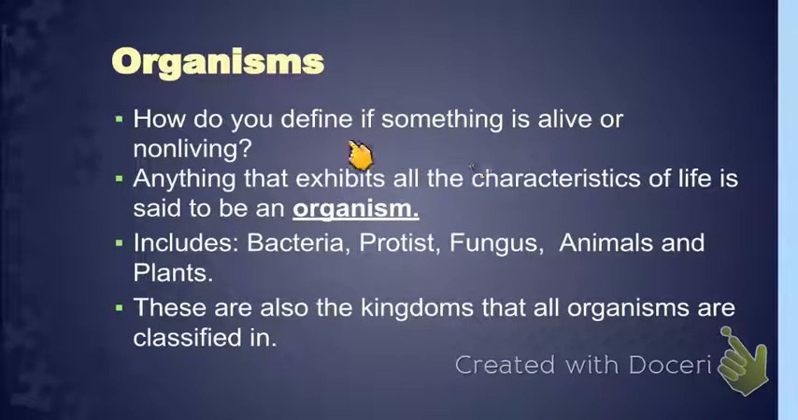So how do you define if something is alive or not? Anything that exhibits all the characteristics of life is said to be an organism. This includes bacteria, protists, fungus, animals, and plants. These happen to be the kingdoms that all organisms are classified in. We will split bacteria into two different kingdoms, but protists, fungus, animals, and plants are each their own kingdom when we get to that.